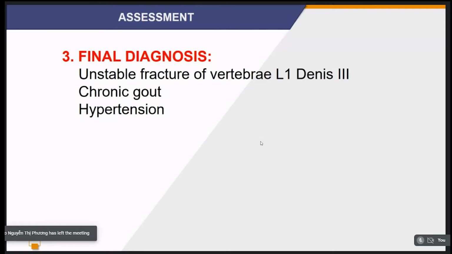And the final diagnosis: unstable fracture of vertebra L1, dentistry, chronic gout, and maybe hypertension, but we don't have full information to diagnose it. We just have the history.